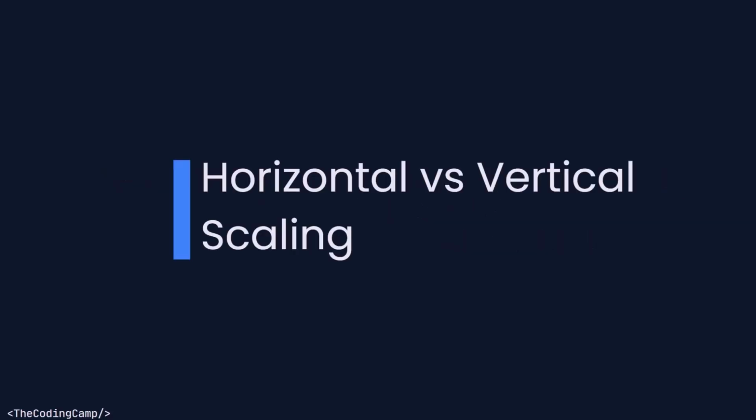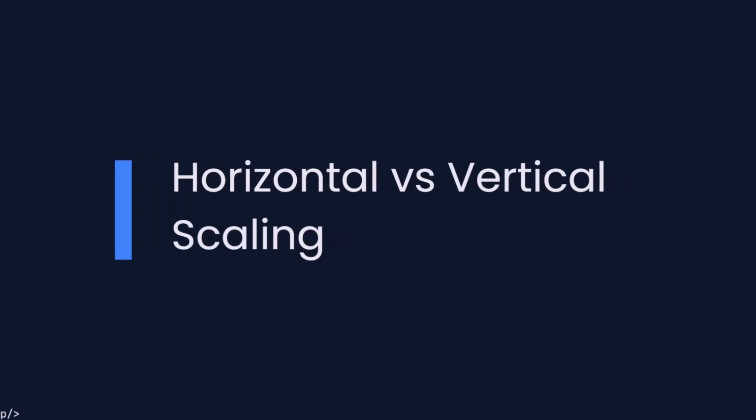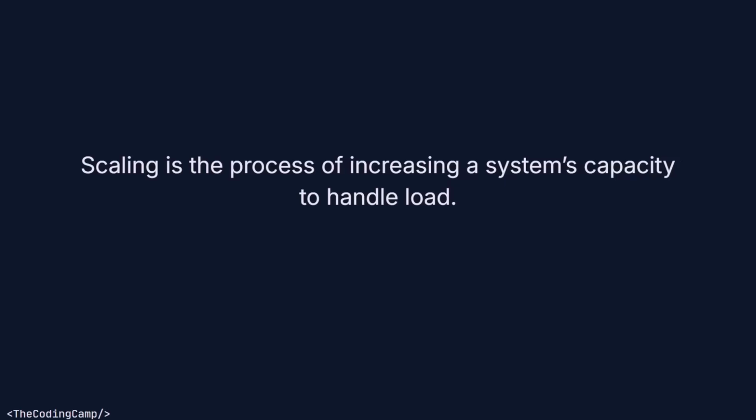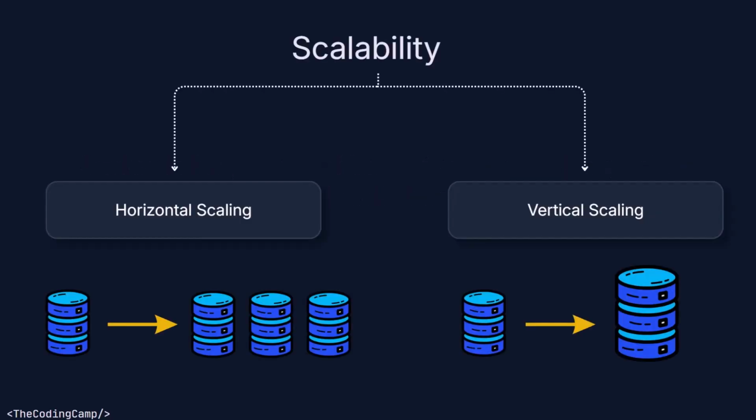As systems grow, they inevitably face a fundamental challenge. How do we handle more users, more data, and more traffic? Scaling is the answer, but how you scale dramatically impacts performance, cost, and complexity. Let's begin by understanding what scaling is. Scaling is the process of increasing a system's capacity to handle load. There are two ways to scale systems: vertical and horizontal scaling.